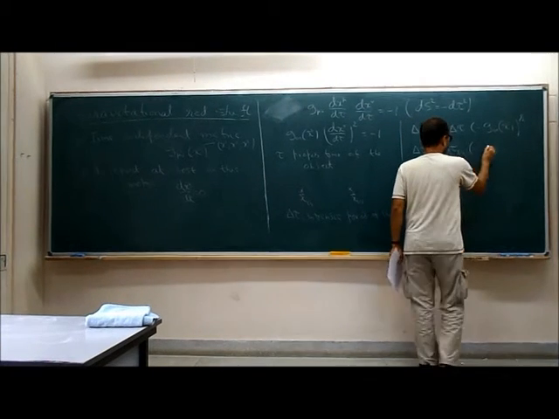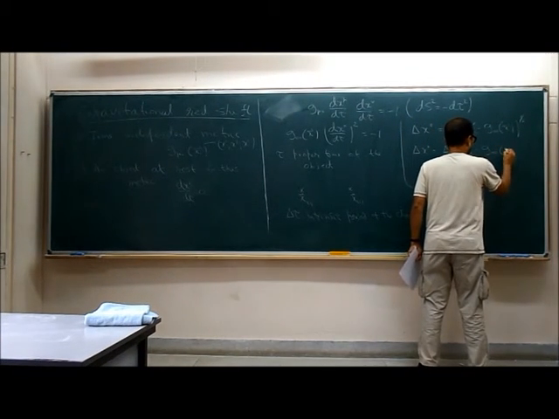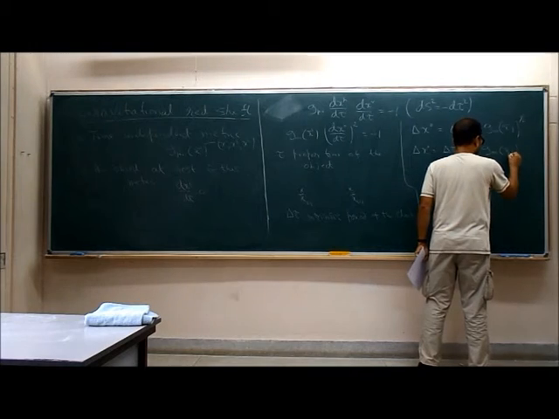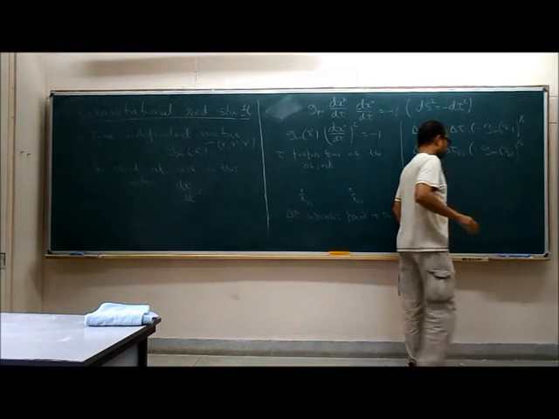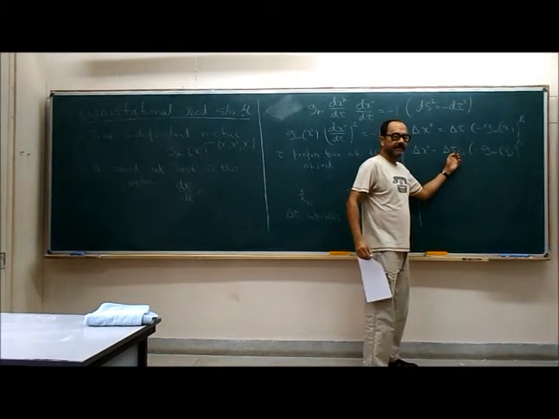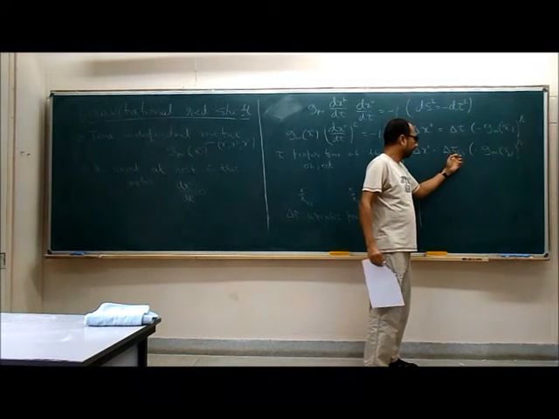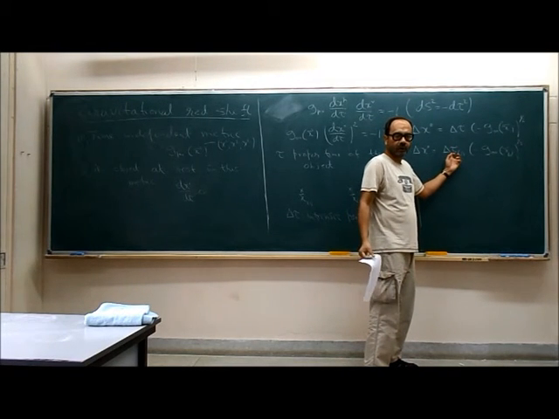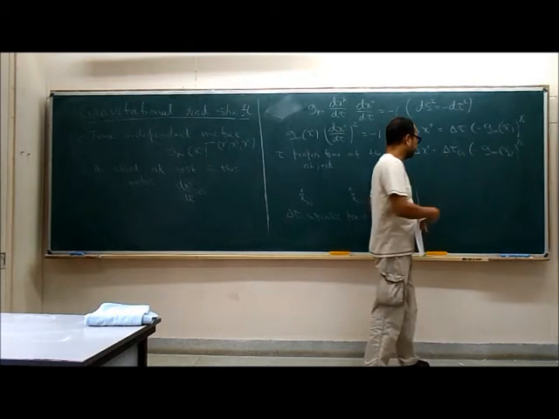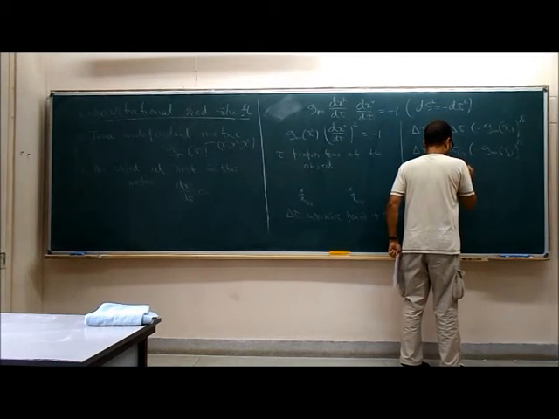1 minus g naught naught of x 1 to the power half. But because the clock is placed at x1, delta tau 1 is the intrinsic period of the clock, which is delta tau. So delta tau 1 is the same as delta tau.